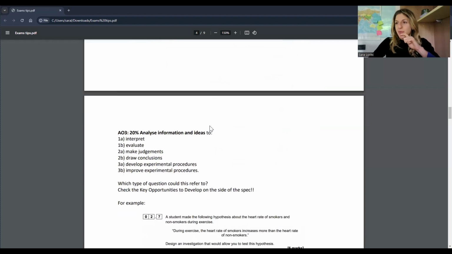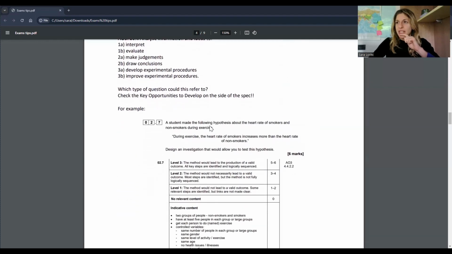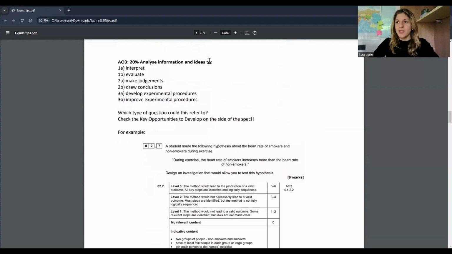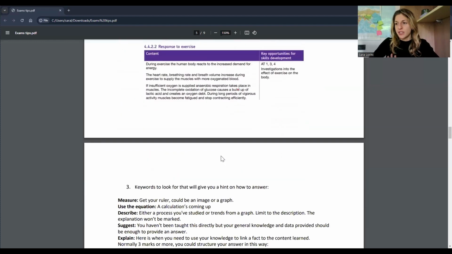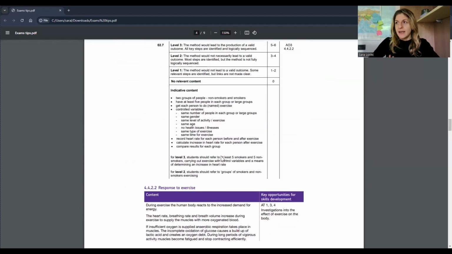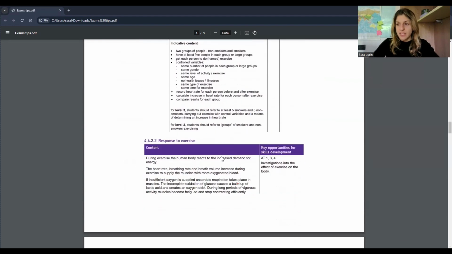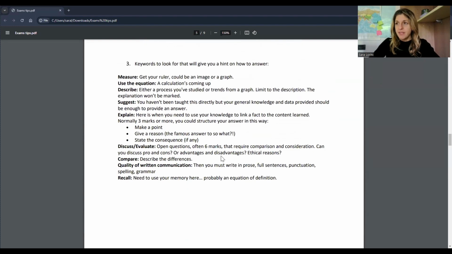So the other type of questions and the other type of objective would be analyze information and ideas to interpret, evaluate, make judgment, draw conclusion, experimental procedures. And this is what we'll practice a bit more today. Here there is another example of question, but we're not going to do it now, okay? Because we're going to cover first some investigations that are important, okay?